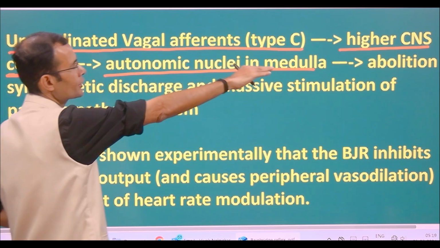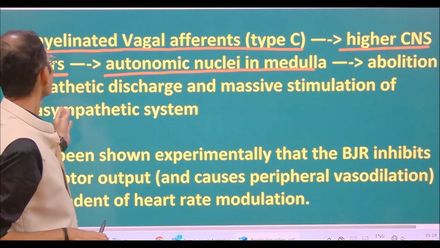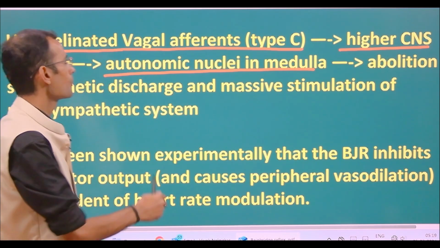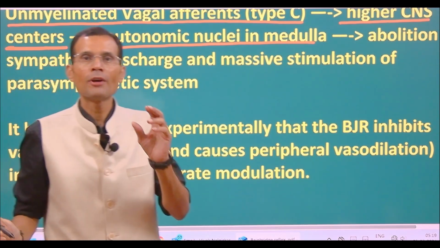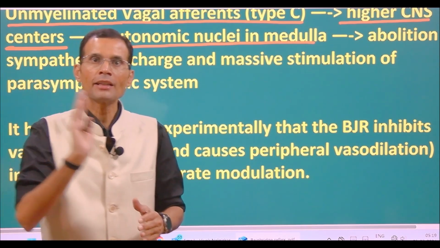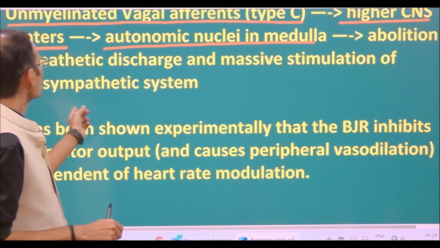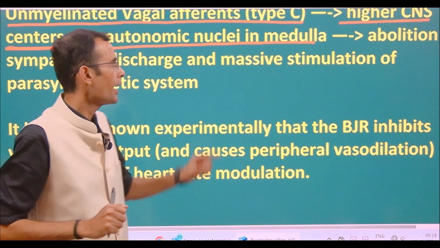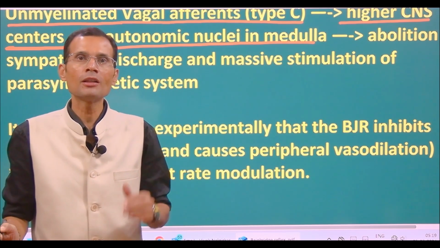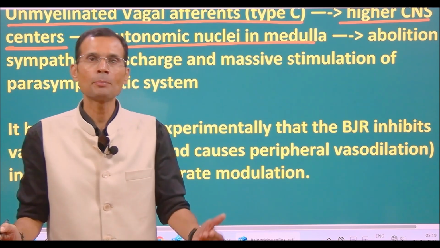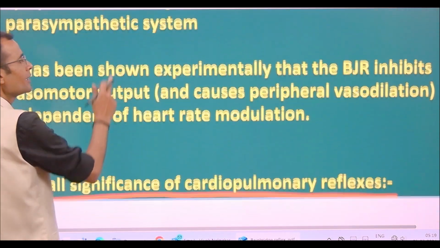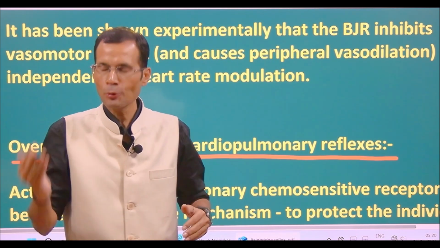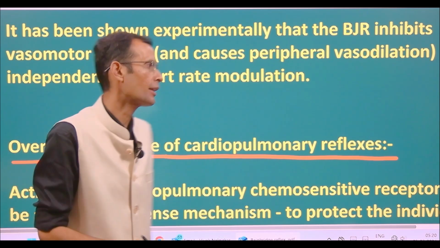And then signals arise from the heart, they go to the higher CNS centers, then autonomic nuclei in the medulla get the signals, and finally the response via the efferents. There is abolition of the sympathetic discharge. Sympathetic discharge is withdrawn and massive stimulation of the vagus firing, parasympathetic discharge, and therefore obviously there is vasodilation and there is hypotension because of the vasodilation and bradycardia.